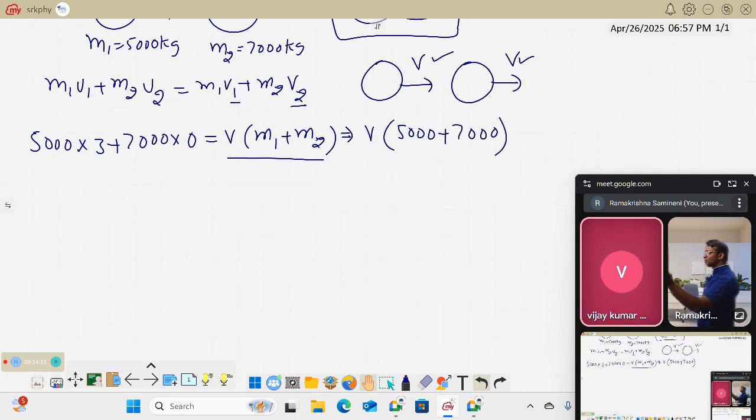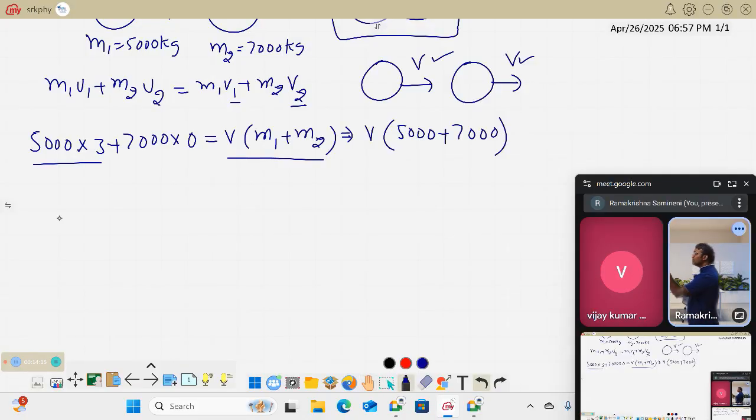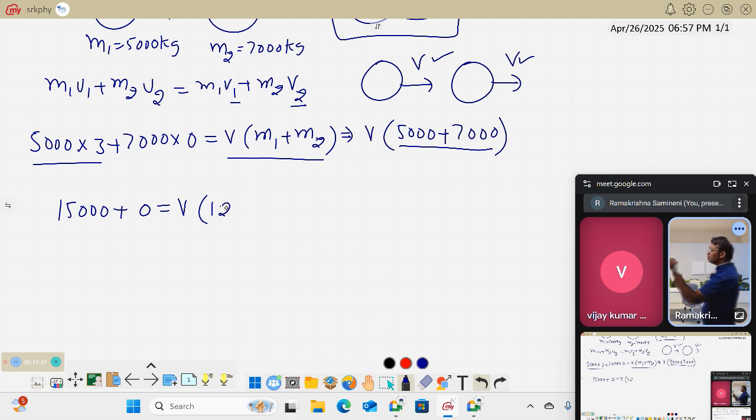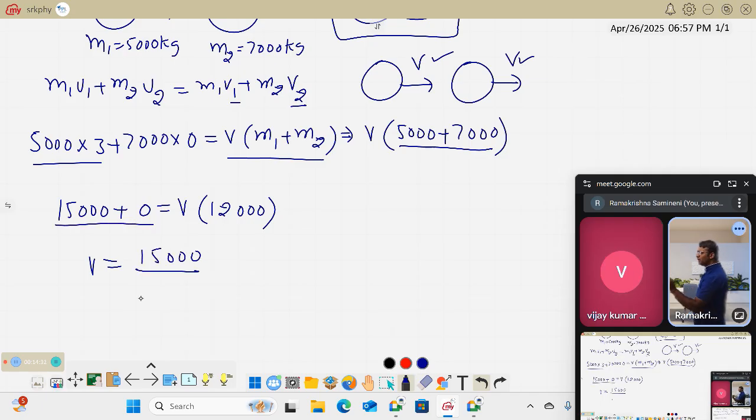Now we have to solve this one. So what is the value? 15,000 plus 0 is equal to V into 5,000 plus 7,000, 12,000. So V is equal to how much? That is 15,000 because 15,000 plus 0 is 15,000 by 12,000.